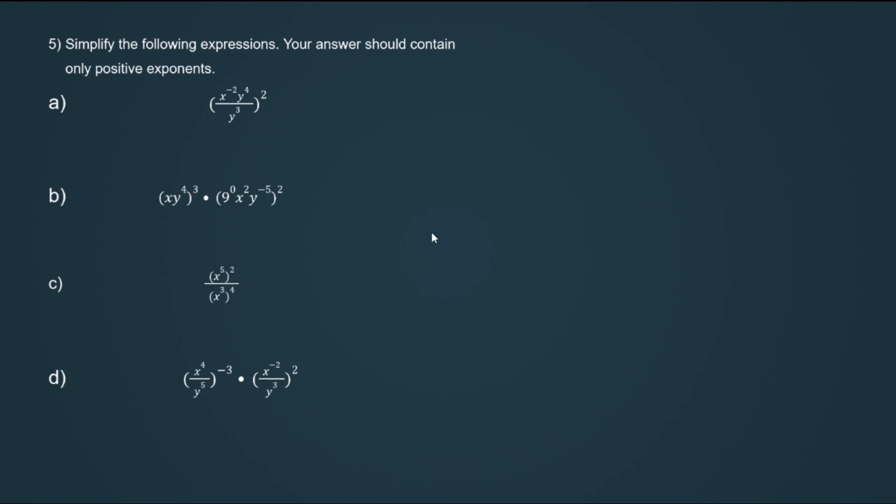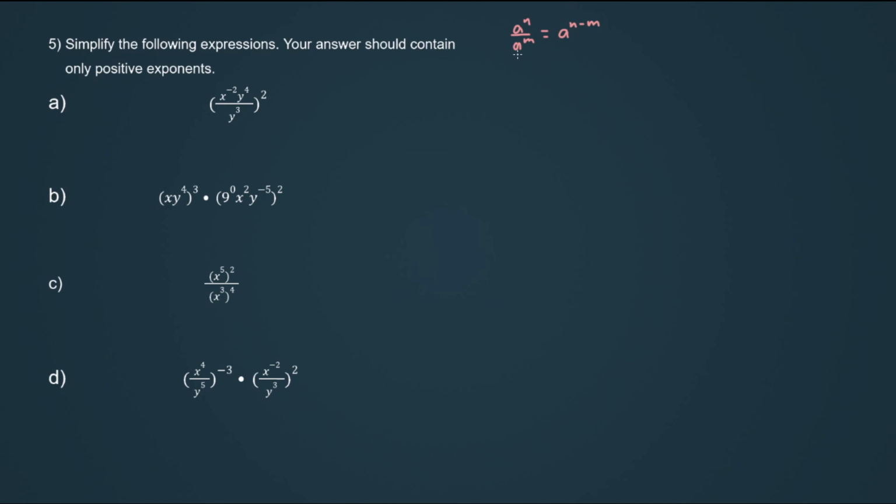Okay, question 5. So let's see here. We've got 5a, x to the negative 2, y to the 4 divided by y cubed, all to the power of 2. Right, so first things first here, we've got y on top and y on bottom. And remember your laws of exponents here, right? We've got y on top, y on bottom. We can use this law of exponents here, a to the n over a to the m is equal to a to the n minus m.